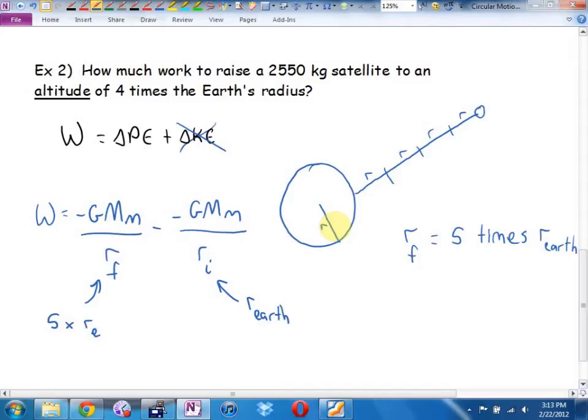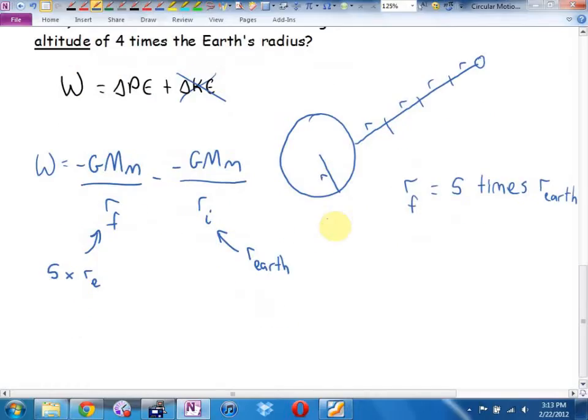Did I use the same numbers as last time? 2,550? I did. 4 times the Earth radius? I did. If you want to try this at home for study, I think the work, because I did this last year, ended up being 1.28 times 10 to the 11 joules. That's lifting something.